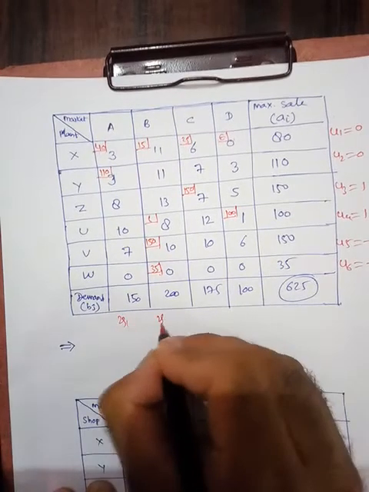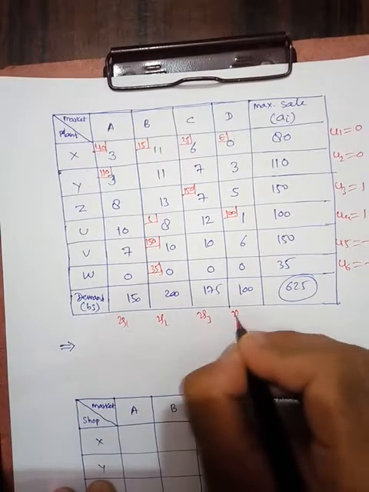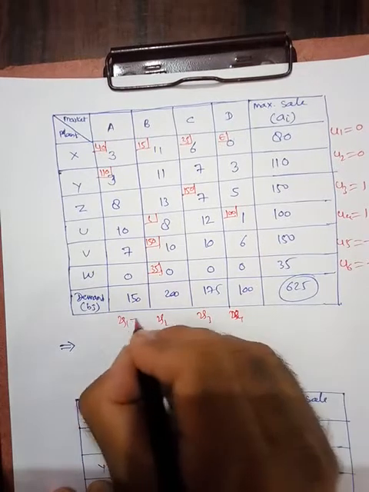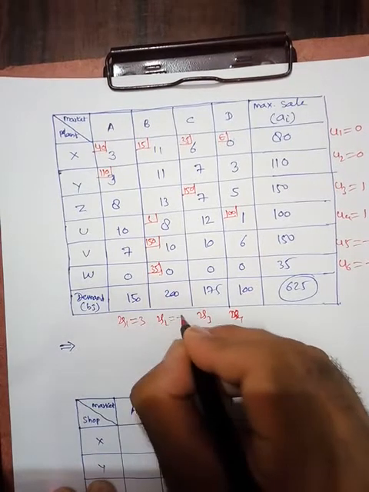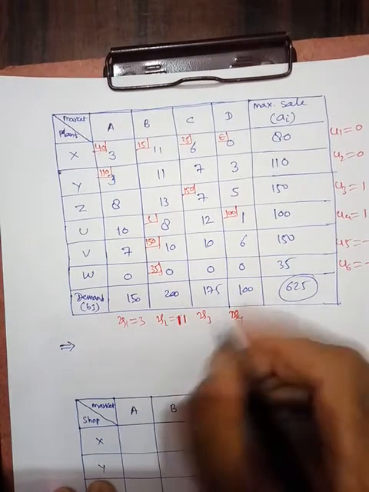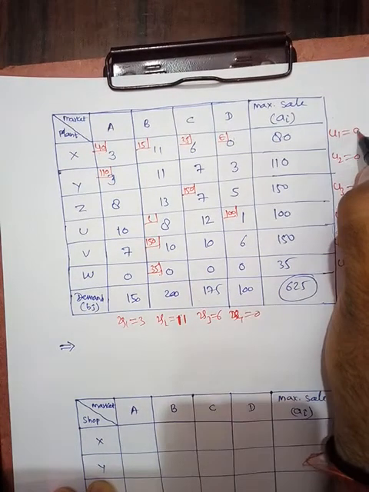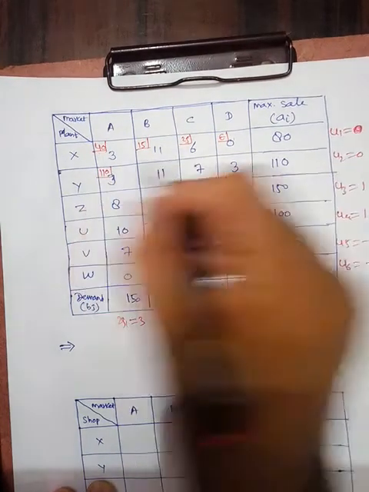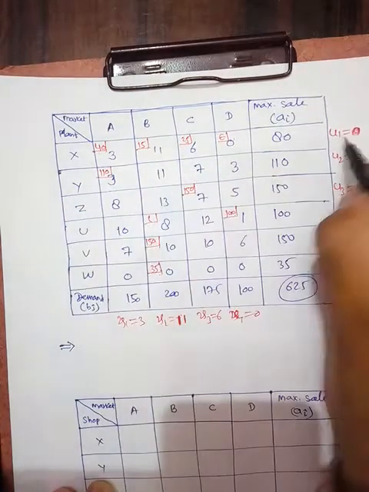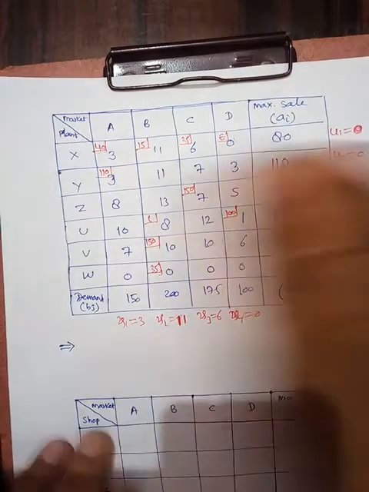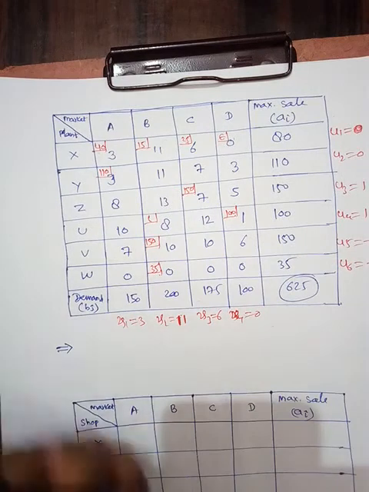Similarly V1, V2, V3 and V4. So V4 here is 3, positive 11, here is 6 and 0. So we will start with 0. Just consider this 0 because this row contains the maximum number of allocations. So based on this you have to evaluate all these. Fine. So you do yourself.